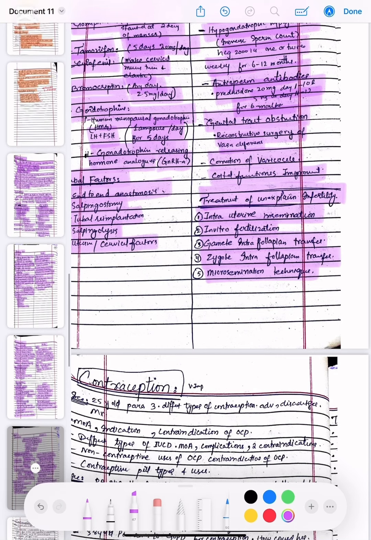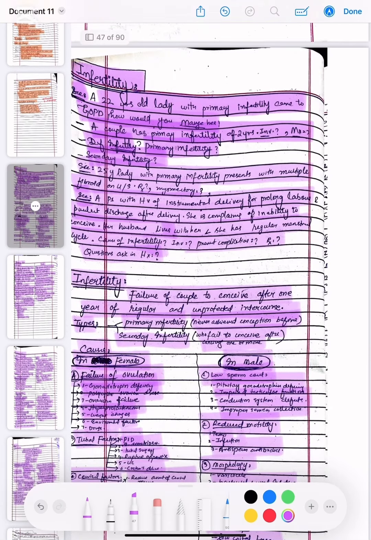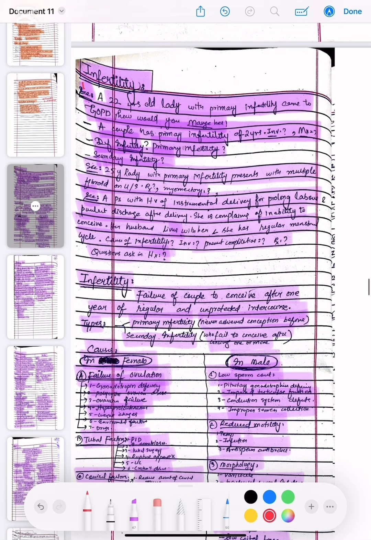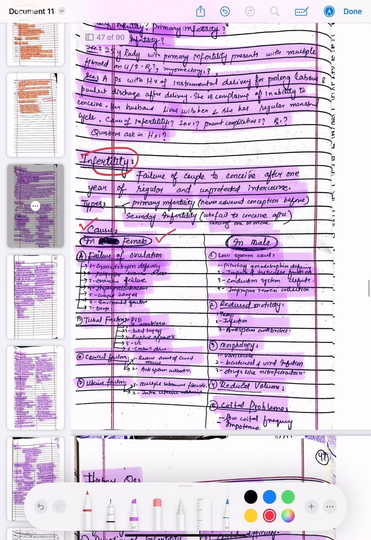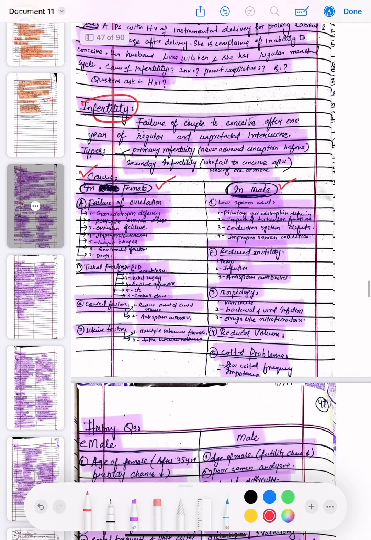Okay, so we have discussed the topic infertility. First of all, we have discussed the scenario for it. Then we have discussed what infertility is. Then we have discussed the causes, which are both the male causes and the female causes. The female causes are failure of ovulation, tubal factors, cervical factors, and uterine factors. In the male, these are low sperm count, reduced motility, morphology, reduced volume, and coital problems.